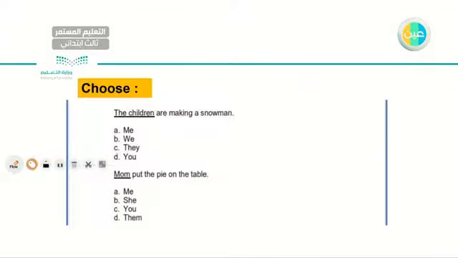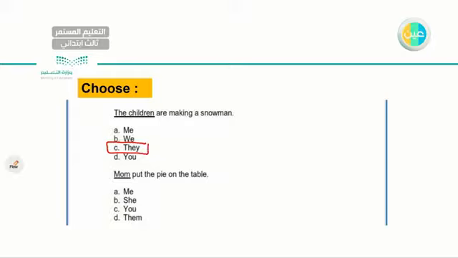For the next slide, I have this exercise. Let's try to do it together. The children are making a snowman. Now I try to make it a different exercise. Children, my dear student, what is the perfect pronoun that fits the word children? Children, as we learned, is a plural. So, me, we, they, or you? What do you think? The children, they. Excellent.